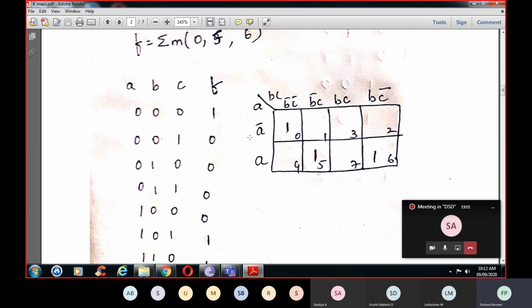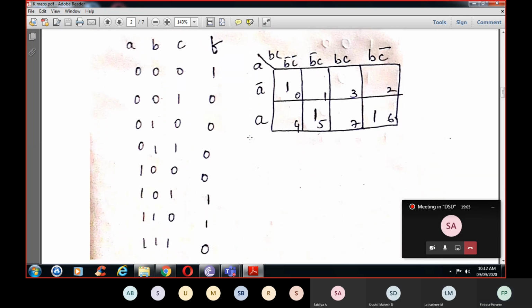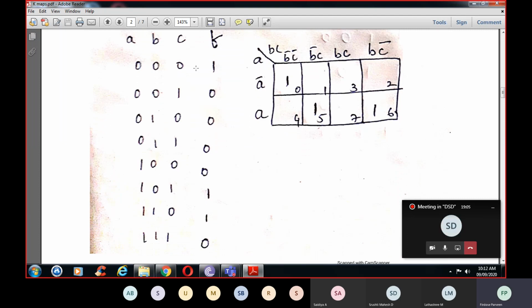So here in the truth table you can see this is 0. It will be 1. This is 1, 2, 3, 4, 5. At 5 it will be 1. At 6 it will be 1. In the same way, you will be writing in the K-map also. At 0 cell, it is 1. At 5 cell, it is 1. At 6 cell, it is 1.